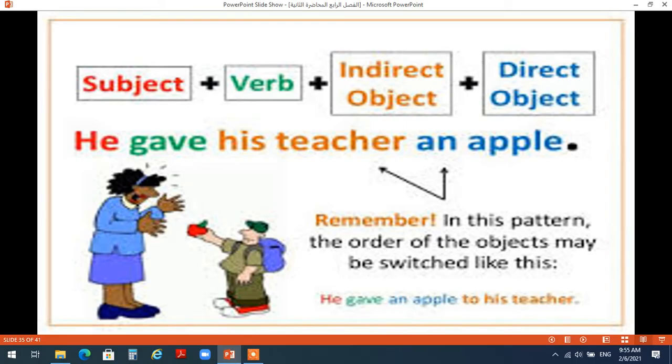As you see here, the order of the objects may be switched if we have the indirect object as a prepositional object. For example, if we say he gave an apple to his teacher, ففي هذه الحالة المفعول به المباشر تقدم على المفعول به غير المباشر، والسبب إنه المفعول به غير المباشر أتى على صيغة ما يسمى بالprepositional object.